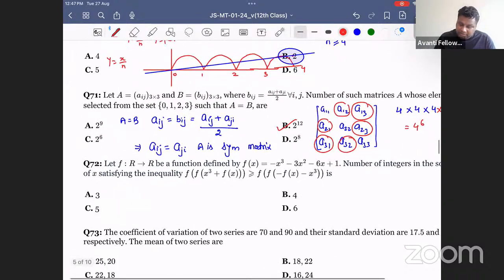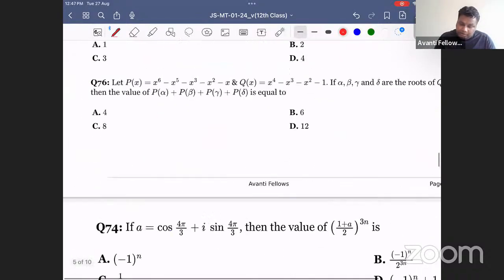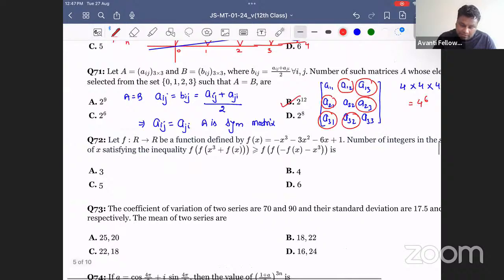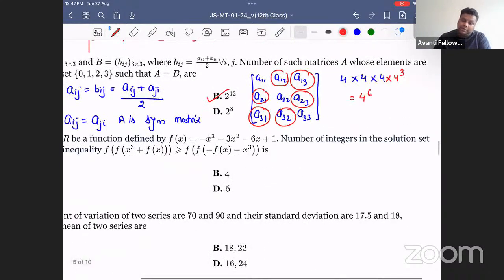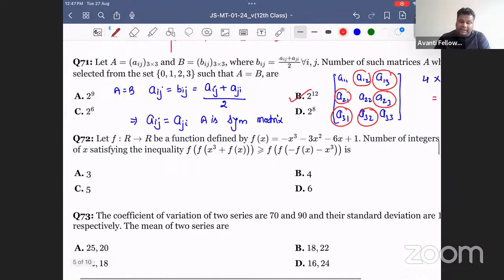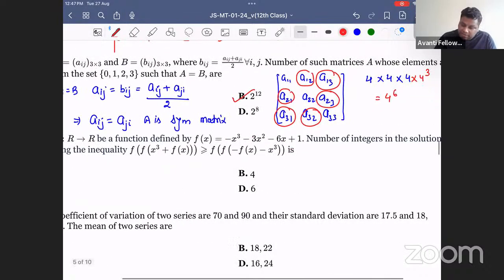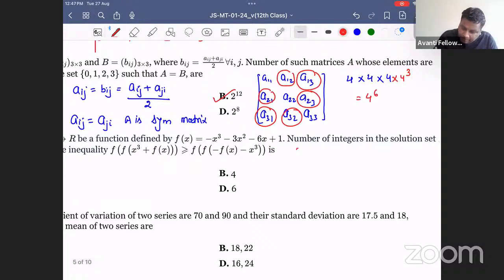Now, this question number 72. Now, see, 72 is again a good question. F from R to R is a function defined by this. Number of integers in the solution set of x satisfying this inequality. See, if you see f of x very clearly, here f dash x is what? F dash x is minus 3x square minus 6x minus 6. Got it?